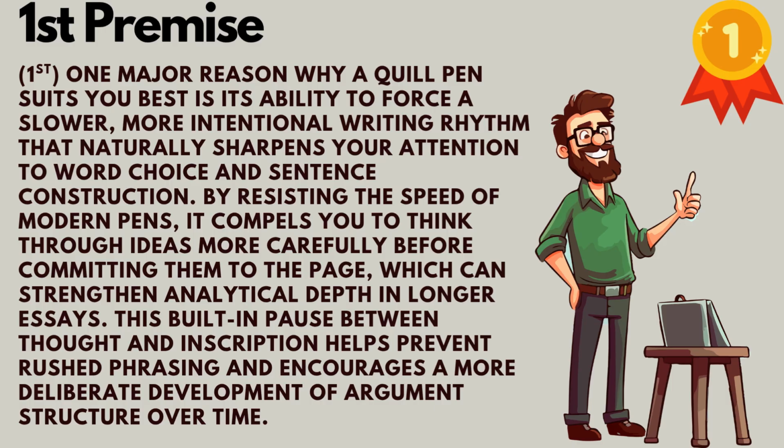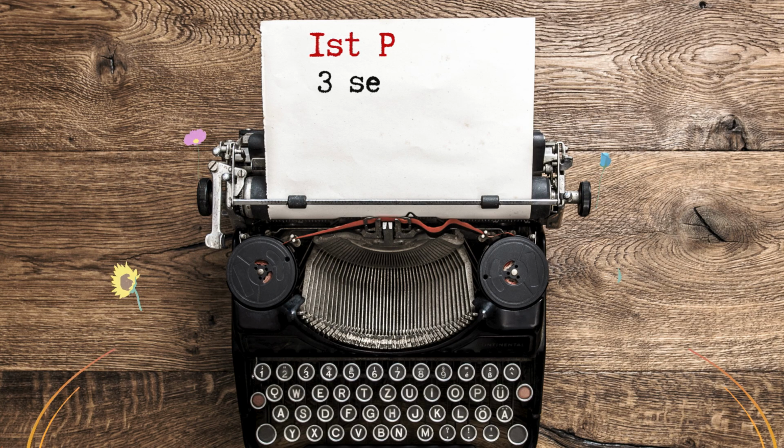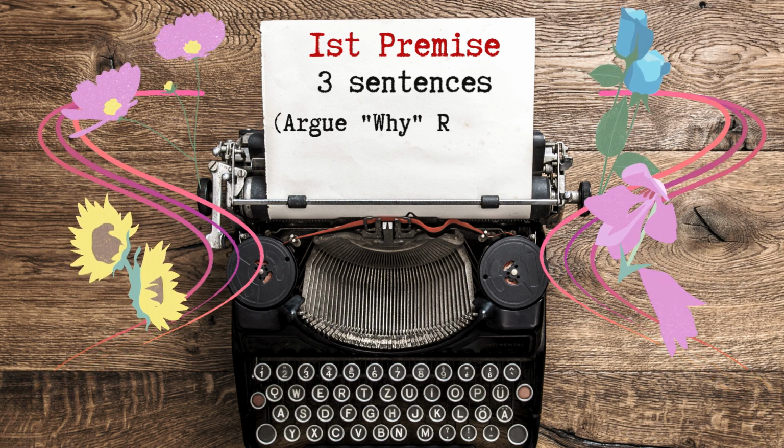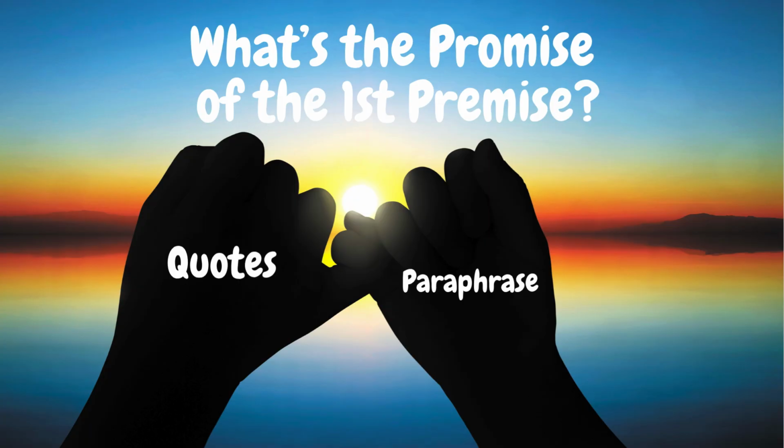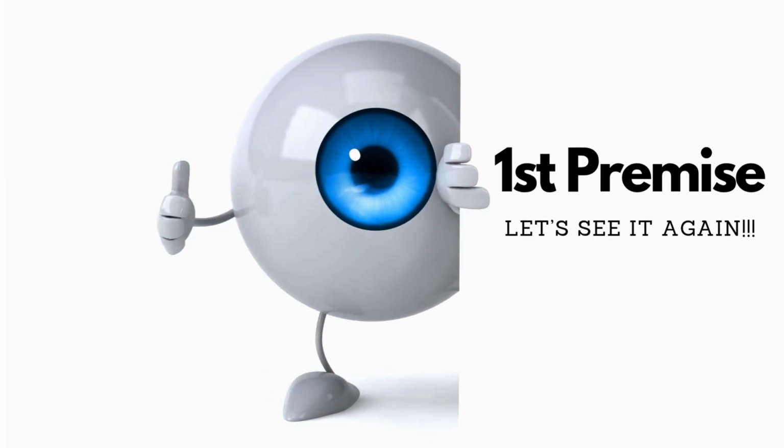Take cardinal point number 1 of the GPS and hammer that why reason. All right, it's very important that it be 3 sentences. You got to argue the why. And then one of the things that I ask my students is this: what's the promise of the first premise? What quotes and or paraphrases must you have to have everything be germane and linked back to that first premise so that the line of reasoning stays intact? So from here, after the first premise is written, I have my kids go quote diving and make sure everything stays nicely aligned. So let's see another first premise just to solidify this.